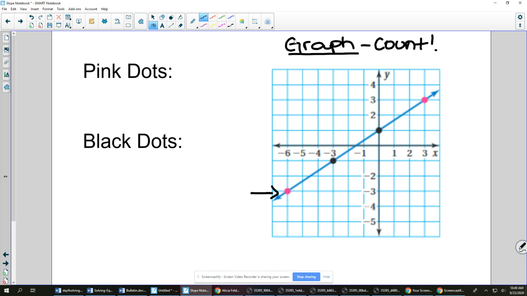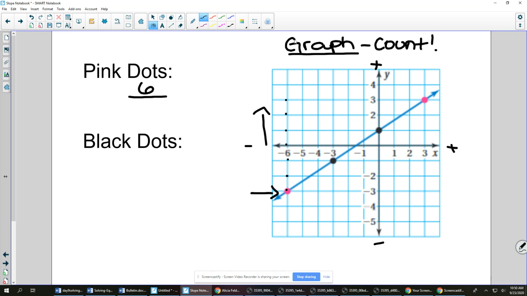I'm starting here at this pink dot, and I'm going to count however many places up until I'm directly across from the other pink dot. So I'm going to go 1, 2, 3, 4, 5, 6. I went up 6, which is those positive y's. These are my negatives and positives. I went up, which would give me a positive 6.